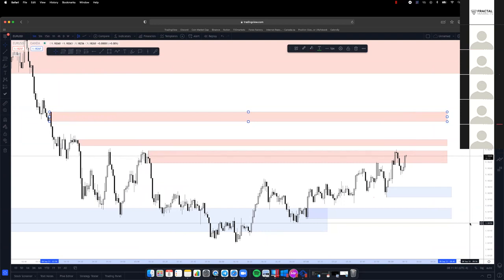Do you use the inside bar for SD zones? Yep, I always do. I love using the inside bar.